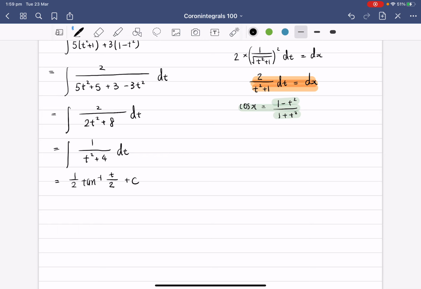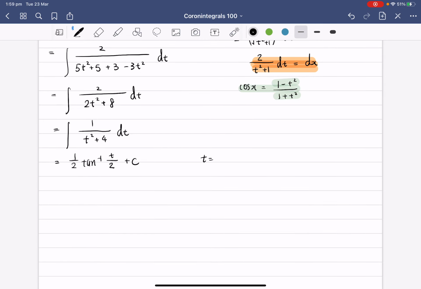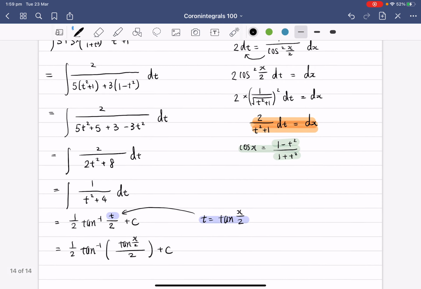Again, we still haven't finished the question. We know t is equal to tangent x on 2, so therefore we need to substitute all of these back into the t. So we're going to substitute this one back into here. That gives a half tangent inverse bracket tangent x on 2 over 2 plus c. All right, so that's it. That's the answer to this question.